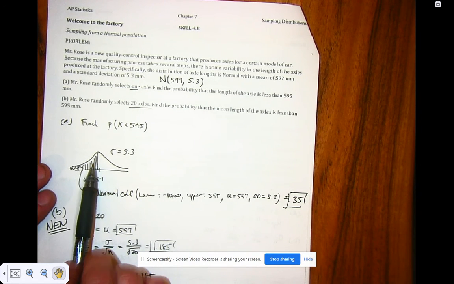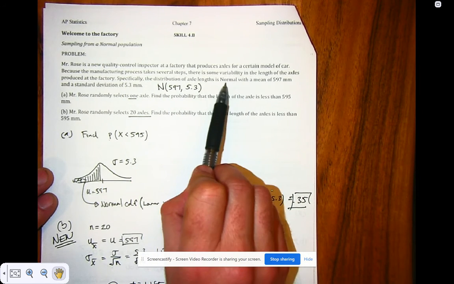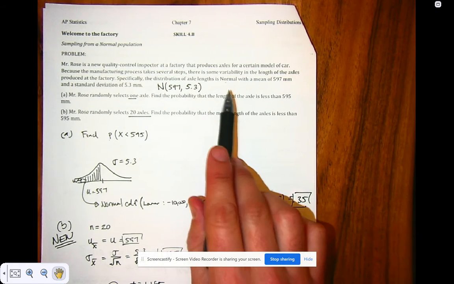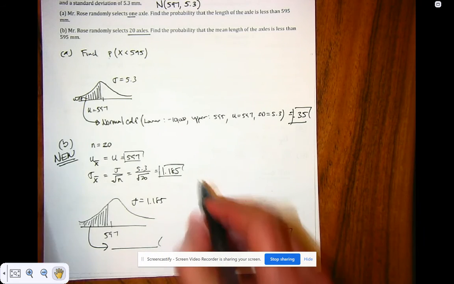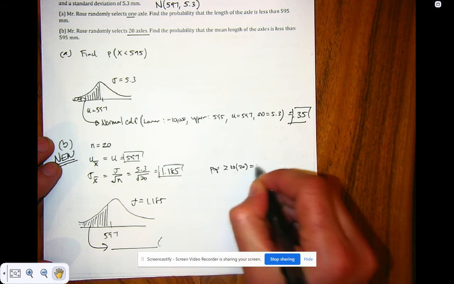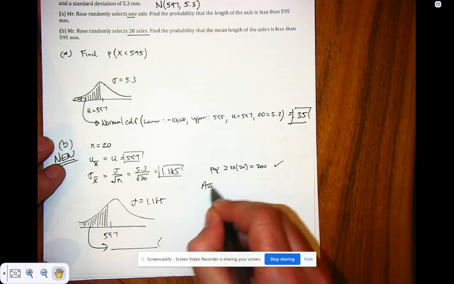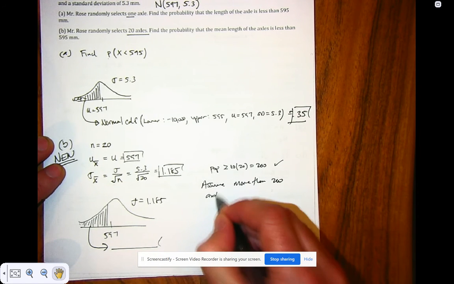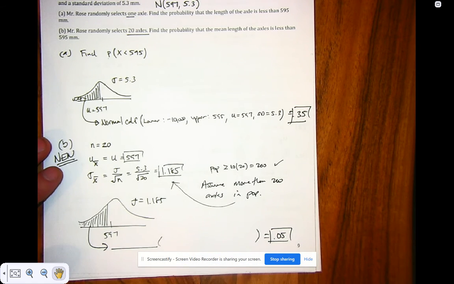Okay. Now, look what happened in this question. It said specifically the distribution of axle lengths is normal. So they told us that our overall population is normal, so we were allowed to assume normality. Technically down here, is the population greater than or equal to 10 times 20? We can assume that there are more than 200 axles in the population. That's the only way we can use that. And so now we're golden.